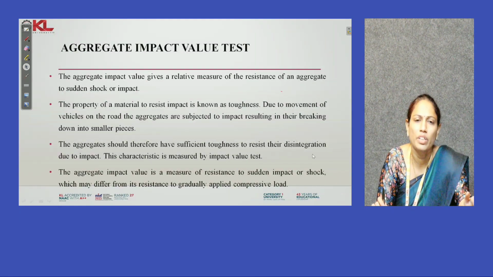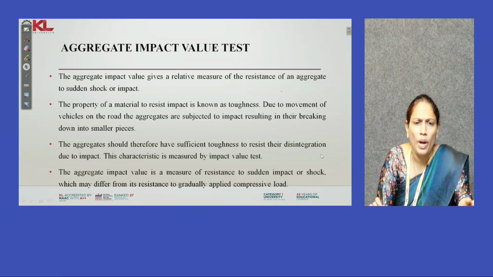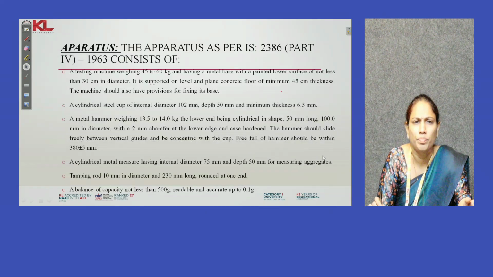So the aggregate should therefore have sufficient toughness to resist disintegration due to impact. This characteristic is measured by the impact value test. The aggregate impact value is a measure of resistance to sudden impact or shock, which may differ from the resistance to a gradually applied compressive load.